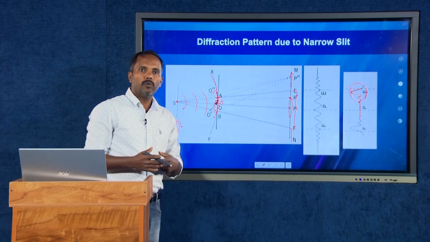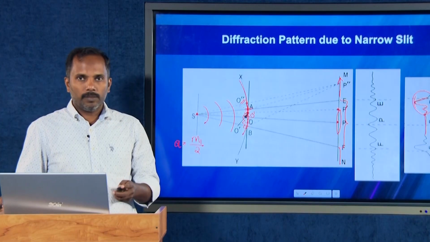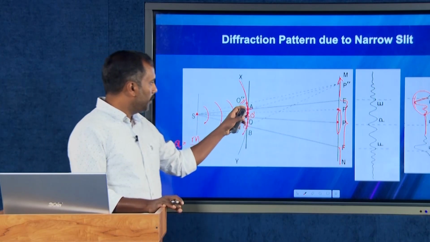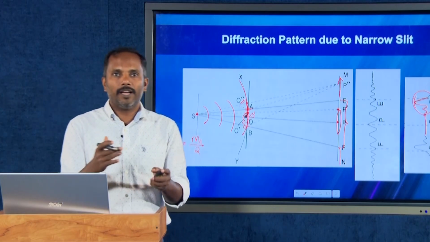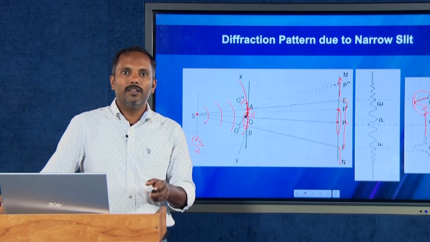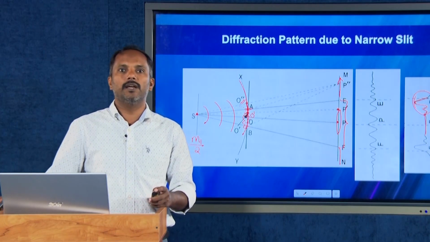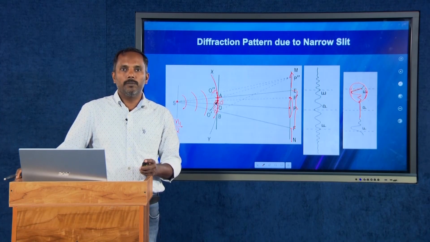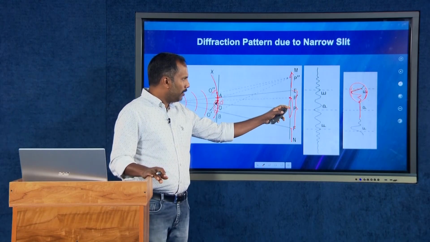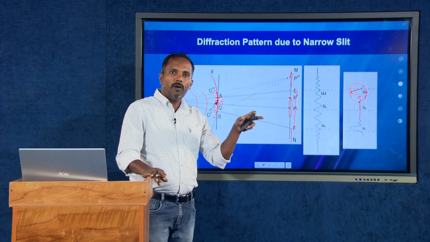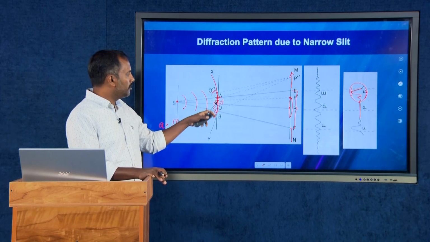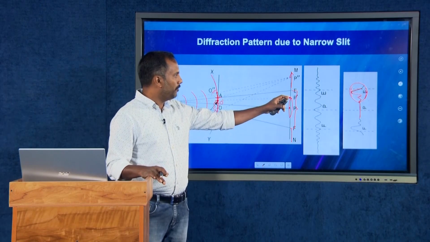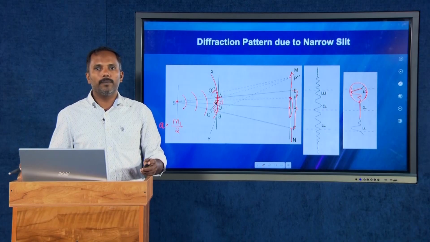If it is narrow, what happens? With respect to point P, suppose the number of half period zones exposed between A and B is odd, then the intensity at point P will be maximum, and if it is even, the intensity at that point will be minimum. That means point P can be either minimum or maximum, depending upon the number of half period zones between A and B.